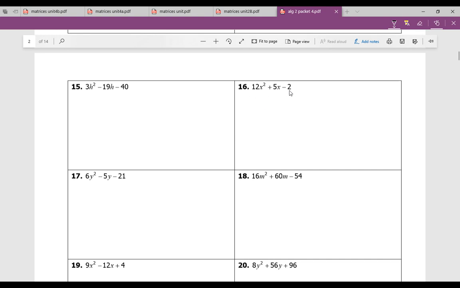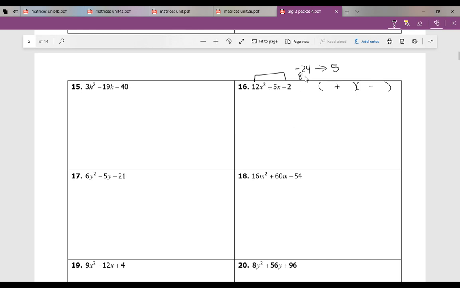All right, 16. First of all, when I look at that, I see a -2 back here, so I know it's going to be a plus and a minus. I've got my signs. Now, I cannot take out a greatest common factor. 5 kind of messes that up. So I'm going to multiply 12 and -2. That gives me -24. So I need factors of -24 that are going to add up to 5. If it's negative, one of the numbers has to be negative.